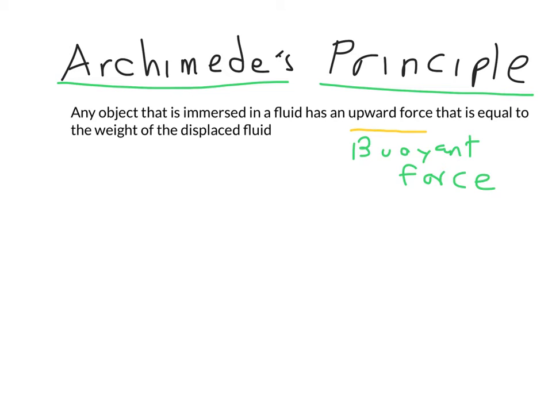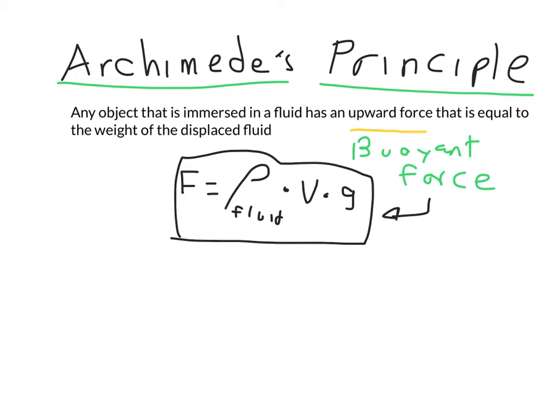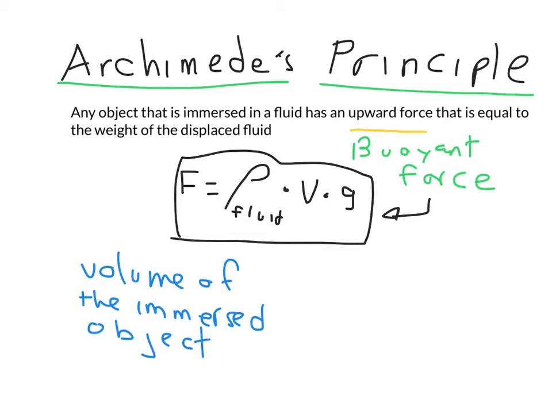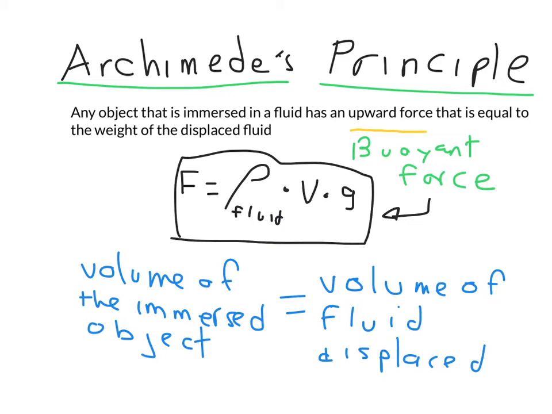And the buoyant force is that force that will push something upward in the fluid or in the liquid. It's calculated like this: you take the density of the fluid times the volume times the acceleration of gravity. Remember that we are taking into account that the volume of the immersed object is equal to the volume of the fluid displaced. So just remember that we're using the density, the volume, and the gravity.